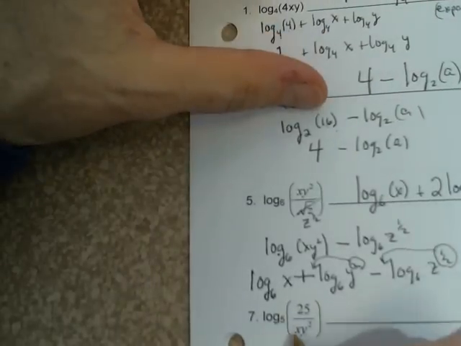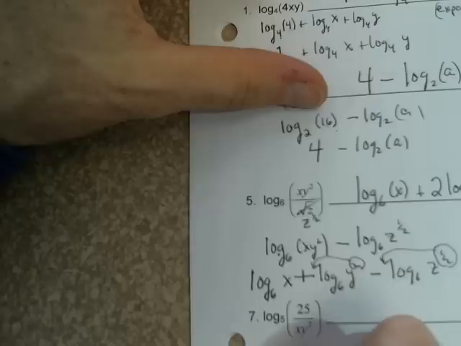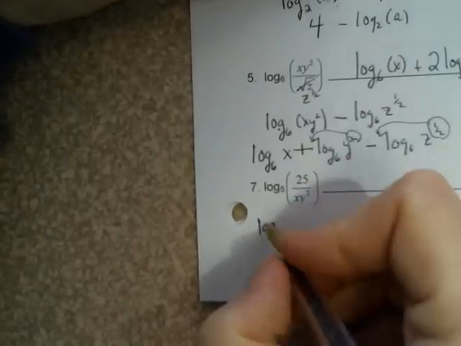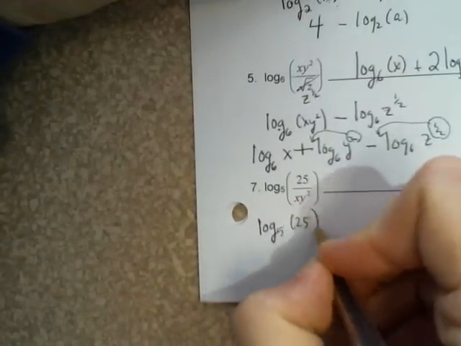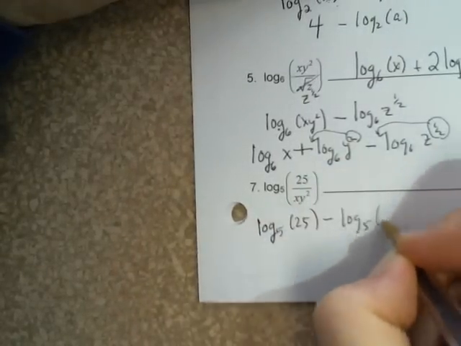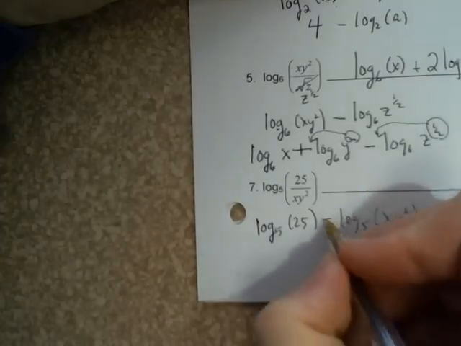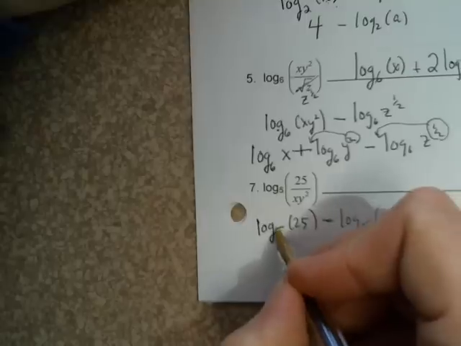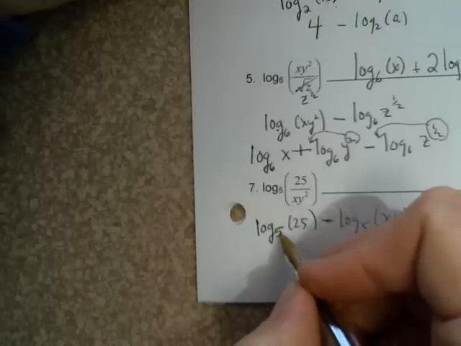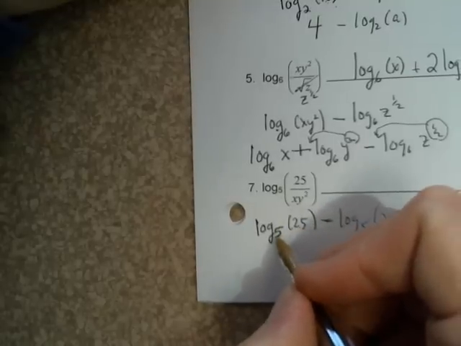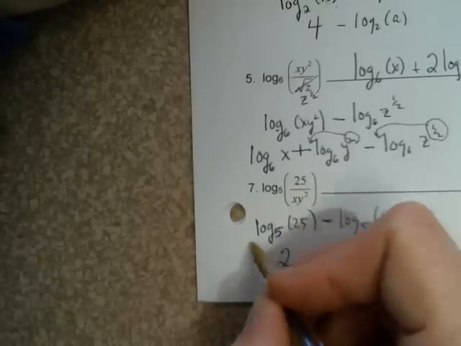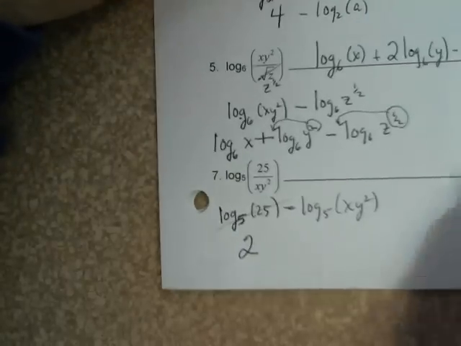Example number 7. Now we have, again, a quotient rule that we're going to handle first, which is the log base 5 of 25 minus the log base 5 of xy squared. Quotient rule comes first. The log base 5 of 25 can be simplified because there is a power of 5 that's equal to 25, 5 to the 2. So this log base 5 of 25 goes right away and it just becomes the number 2.